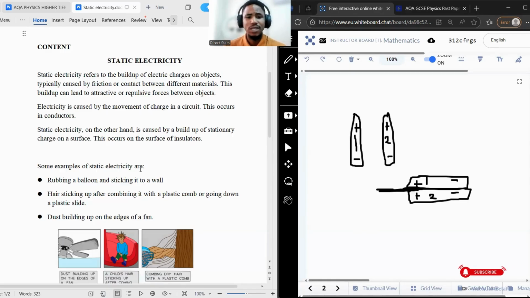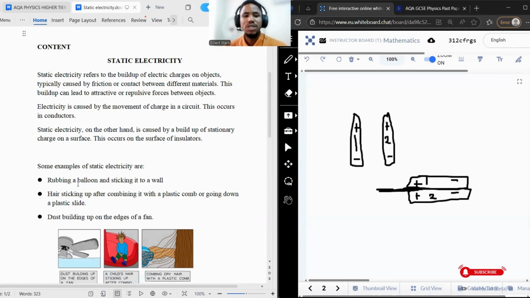Some examples of static electricity are rubbing a balloon and sticking it to a wall. At that point, the balloon is an insulator, and I want to let you know that insulator materials have more positive charge than negative charge. That is why they don't allow the flow of electric charge. Why? Because they have more positive charge than negative charge.